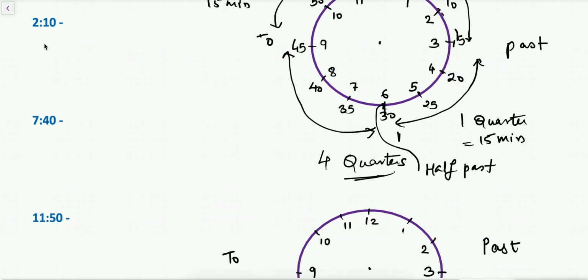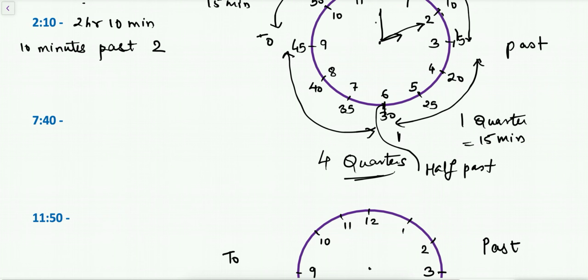So how will we read the time in the past format? Generally we say 2 hours 10 minutes, and in the past format, that is 10 minutes past 2. That means 10 minutes are already over. The hour hand will be at 2, and the minute hand will be on 2. So this is 2:10.